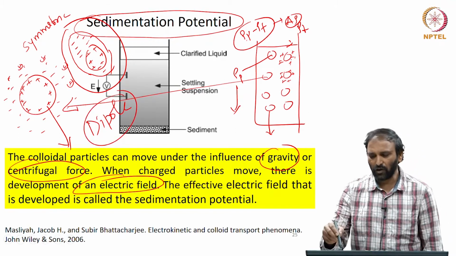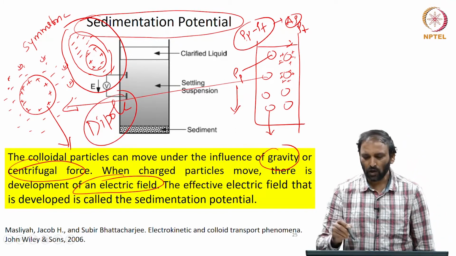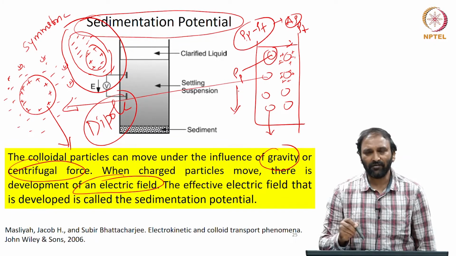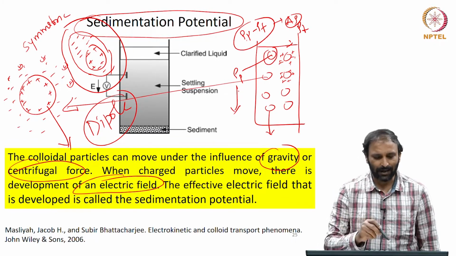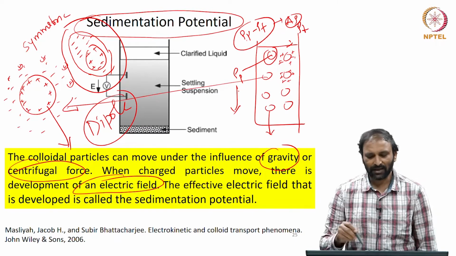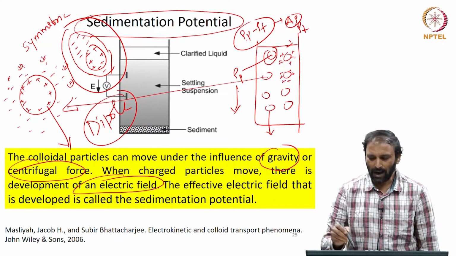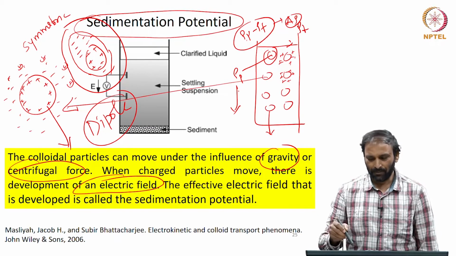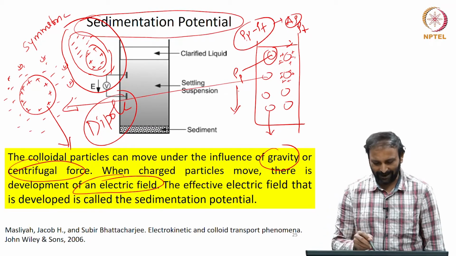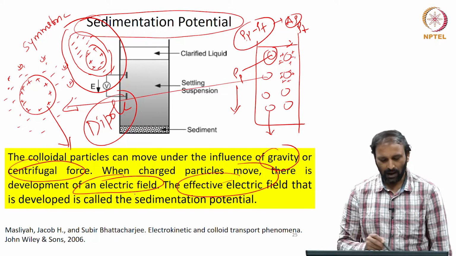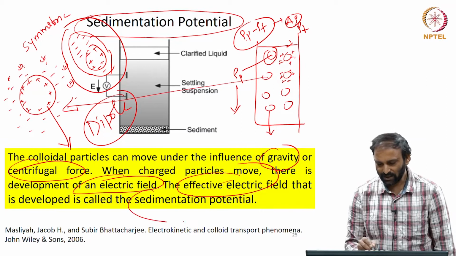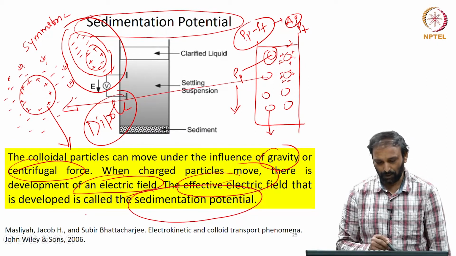Because of this, the system of the colloidal particle and the associated double layer looks more like a dipole. So, whenever you have charged particles settling, every particle and electrical double layer combination can be imagined like a dipole, and the summation of all these dipoles will lead to an effective electric field, and that effective electric field that is developed is what is called the sedimentation potential.